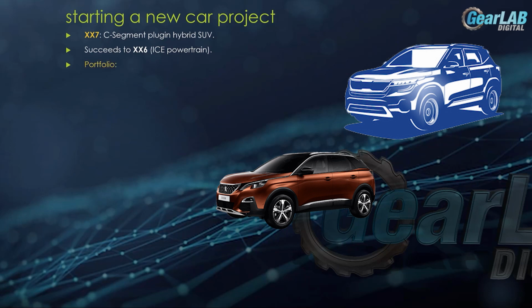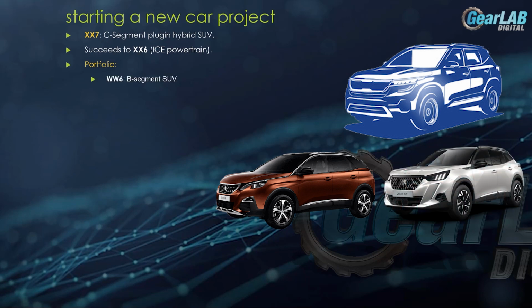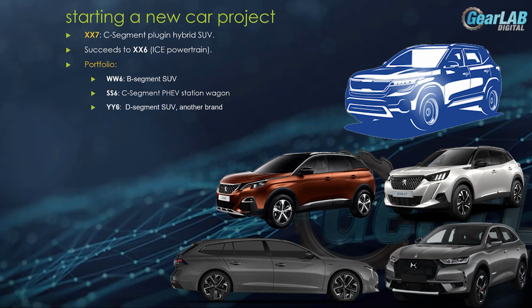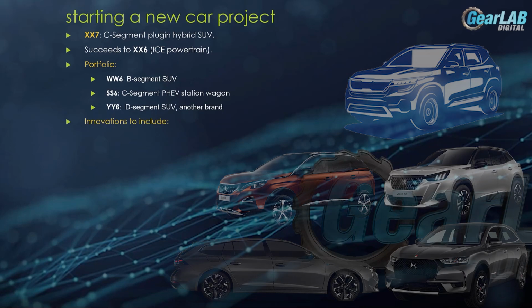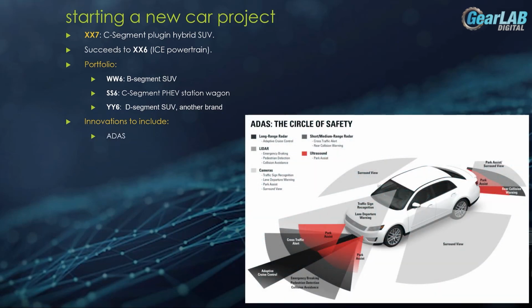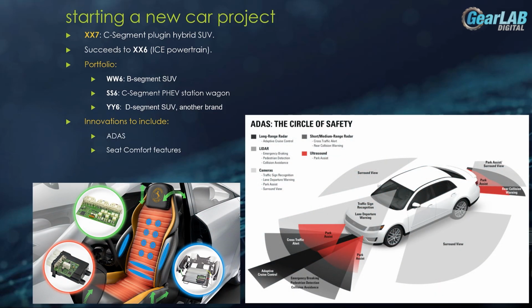In the portfolio of your company, you have already some other car projects, managed by IQS. WW6, a B-segment SUV. SS6, a C-segment PHEV station wagon. YY6, a D-segment SUV, marketed under another brand. You are committed to including in XX7 some innovative features, an ADAS system, and new seat comfort features. All these data being managed by IQS2.